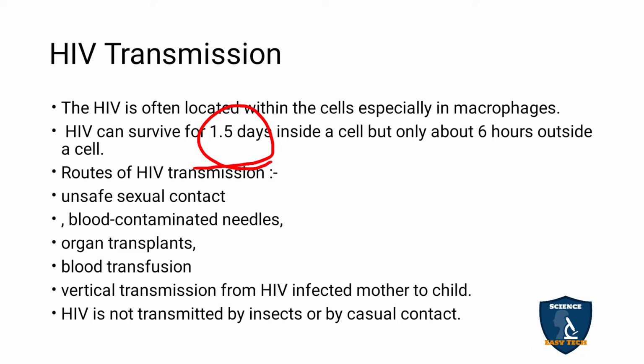They can ask this for 1 mark. But outside the cell, it can survive only 6 hours. So what are the routes of HIV transmission, how does it get transmitted? Unsafe sexual contact, blood contaminated needles, organ transplants, blood transfusion, and vertical transmission from an HIV infected mother to child. These are the transmission routes. HIV is not transmitted by insects or by casual contact.